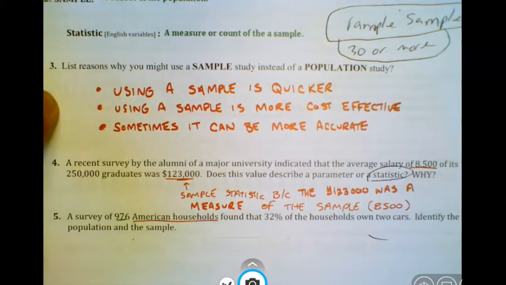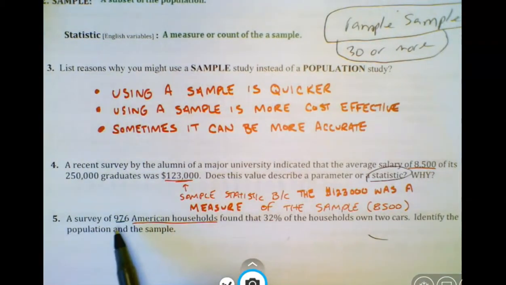All right, going to the next one. The next one says a survey of 976 American households found that 32% of the households own 2 cars. Identify the population and the sample.